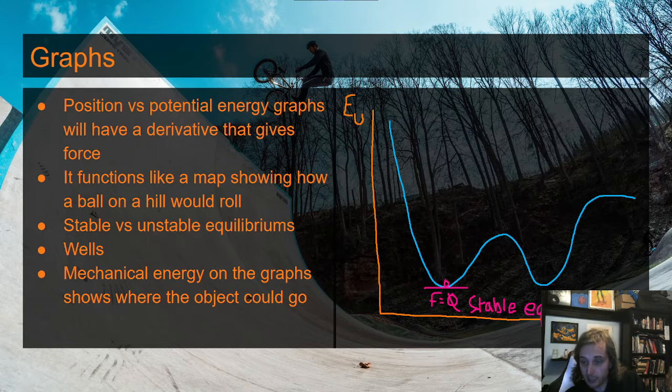If we look at this second point, if I put the ball here and I give it a little tap and now it's over here, the derivative here is 0. But when I give it a perturbation, the force on it is going to go to the left, pulling it away from that point, and it's just going to start rolling down the hill. And so this location would be an unstable equilibrium instead.